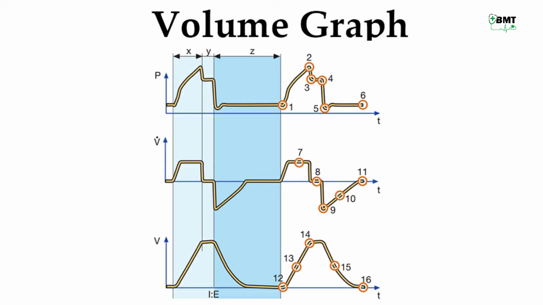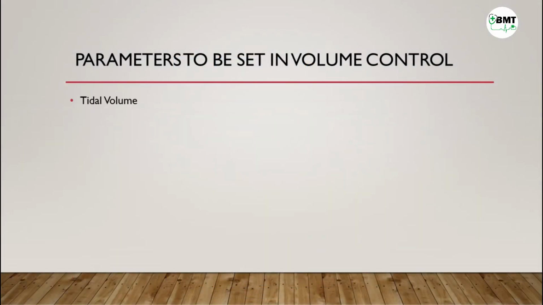So now what parameters do we set in volume control mode? First is tidal volume to control the volume. Next is FiO2 for maintaining the oxygen level. Then PEEP, that is positive end expiratory pressure, for avoiding the lungs collapsing. Then respiration rate for breaths per minute. Then IE ratio for inspiratory and expiratory ratio. Then pause time for the pause between inspiratory and expiratory cycle. And the inspiratory rise time, which is the time taken to achieve maximum P-peak.